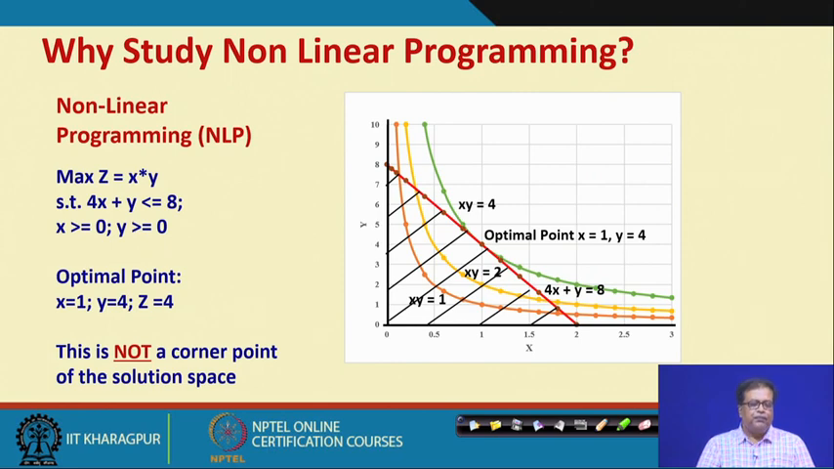The problem is the same, but the objective function is different. Earlier we had x plus y; now here, if you see, the objective function is x star y, not x plus y, subject to 4x plus y less than or equal to 8 and x and y greater than or equal to 0. The problem is the same. Since the constraints are the same, the solution space is also the same. So, it is the same solution space, the line 4x plus y equal to 8, and the objective function xy.